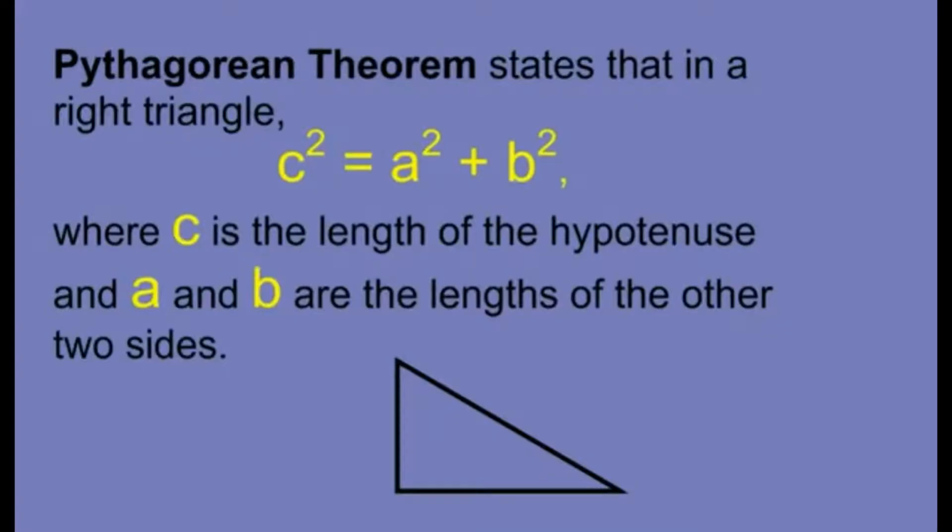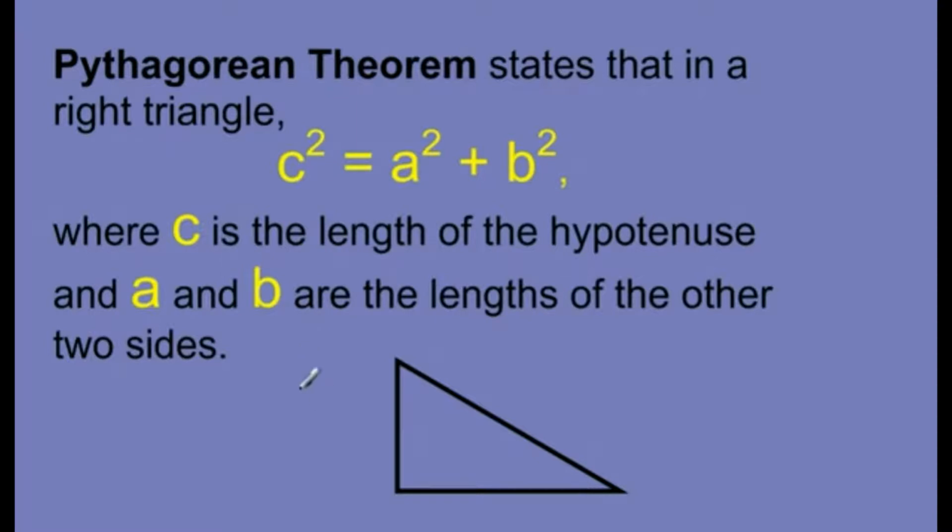So here's an example of the Pythagorean theorem. This tutorial is going to introduce you to the Pythagorean theorem and show you a couple of examples using it. The Pythagorean theorem simply states that in a right triangle, c squared equals a squared plus b squared, where c is the length of the hypotenuse and a and b are the lengths of the other two sides.